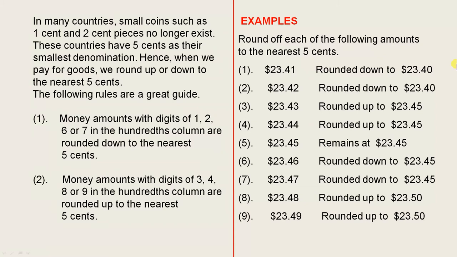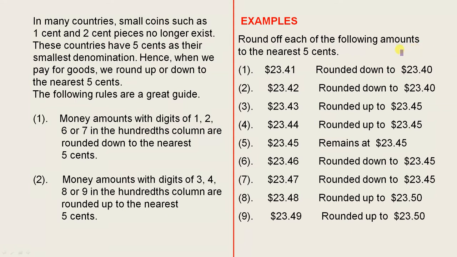The following rules are a great guide. Number 1. Money amounts with digits of 1, 2, 6 or 7 in the hundredths column are rounded down to the nearest 5 cents. Money amounts with digits 3, 4, 8 or 9 in the hundredths column are rounded up to the nearest 5 cents. Let's look at some examples which show how these rules operate.